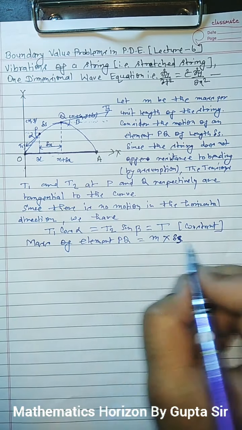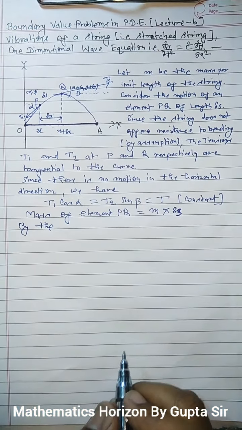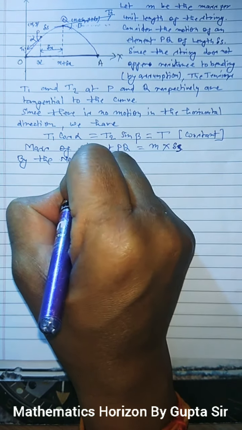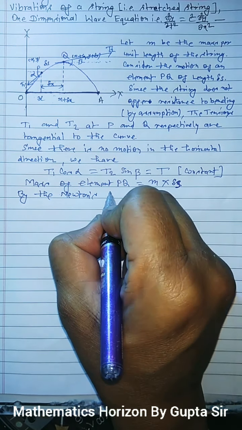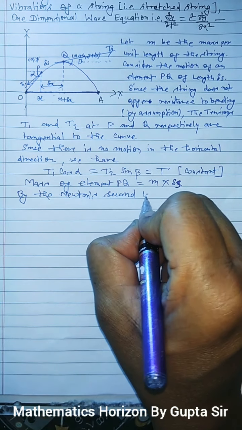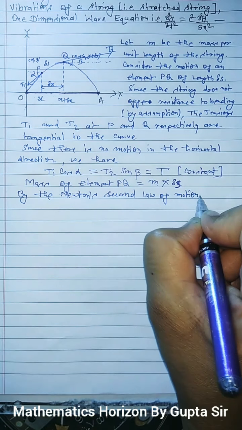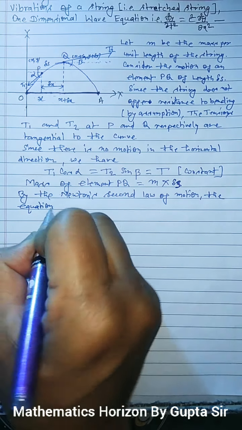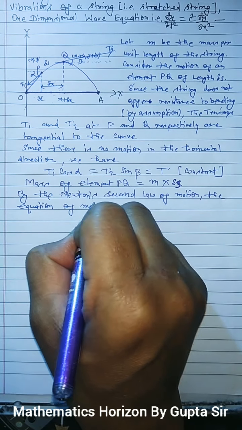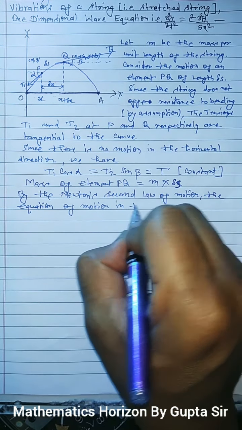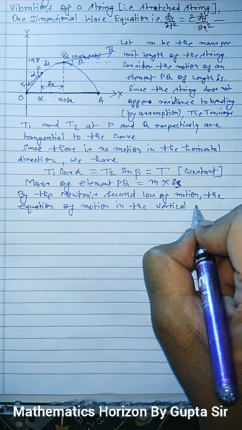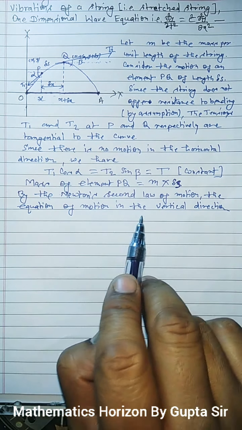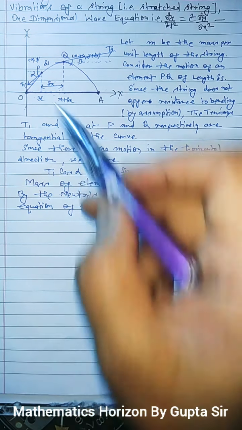Now by Newton's second law of motion, the equation of motion in the vertical direction will be, we have to write down this with the help of Newton's second law of motion. We have to write down the equation of motion in this vertical direction.